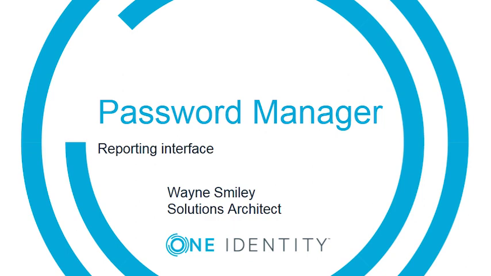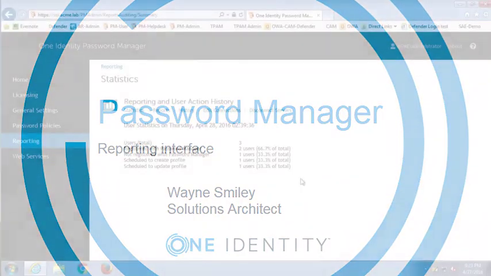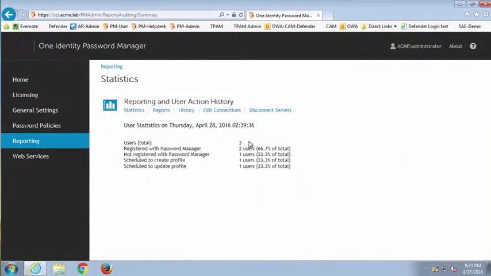Here we're going to take a quick look at some of the reporting features built into Password Manager. First, we'll start with the basic statistics. You can see here that I have 3 users in this lab that are enabled for Password Manager. 2 of them have registered with Password Manager and 1 of them has not. That user's been sent an email, and we talked about that in another section.